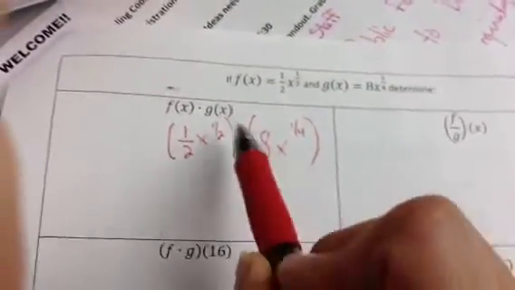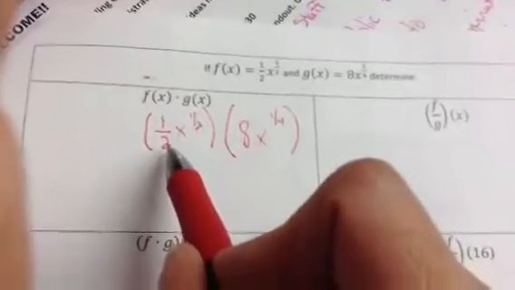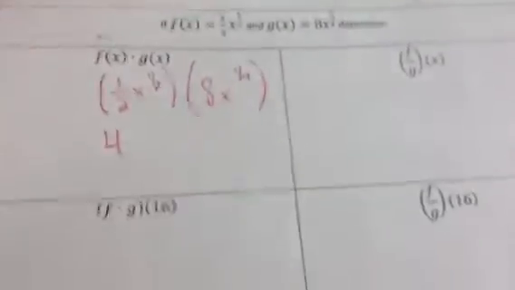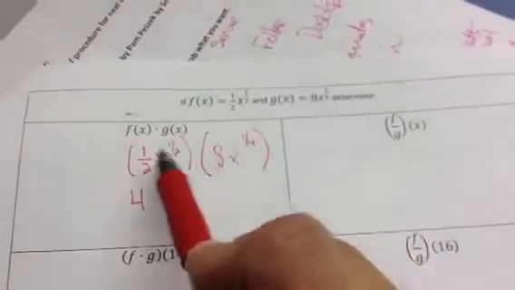So what I'm going to do is, the parentheses are just holding them. There's nothing to distribute in. So I'm going to multiply the things that are similar. So half of 8 is 4. Okay. And then I want to combine these bases. So I'm going to do a little moving here. But the only way to combine these bases is I have to add the exponents.